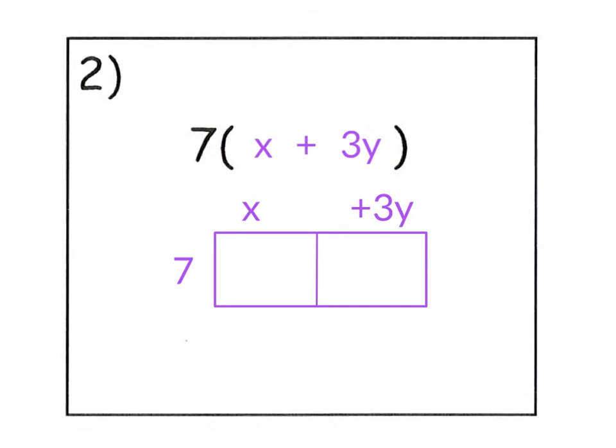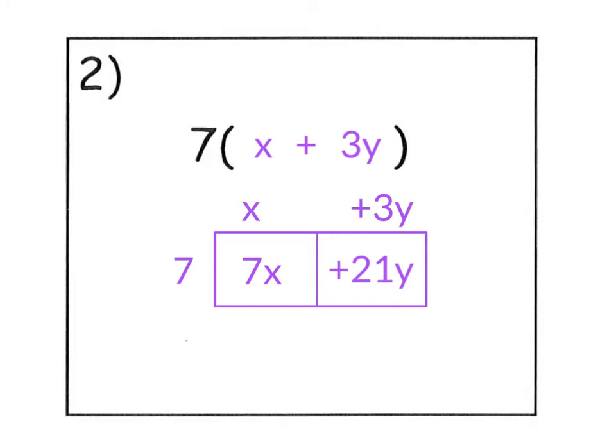So to fill in the area of the cell, what we're doing is we're multiplying. So the side here is 7, the top is x. 7 times x is 7x. And then the next one is also a 7 on the side. 7 times the 3y. So 7 times 3 is 21. And then we still have the y, no other y's. So 21y. And I like to put in the plus 21y.